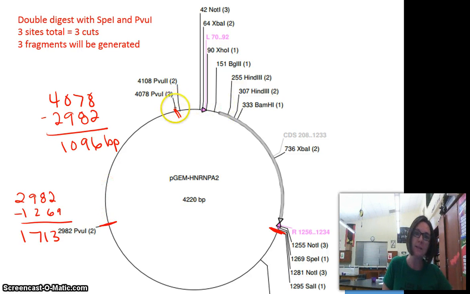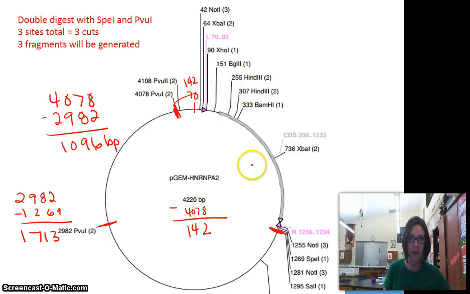The last one is a little bit more complicated, because we noticed that the second PvuI site was at 4,078 bases, and then our 0 was up here. And we have to go through the 0 and then all the way down to the SpeI site. So the first thing we need to do is say, this thing had a total of 4,220 bases. So if we made a cut at 4,078, the difference between those is 142 bases. So from this site to our 0 is 142 bases.